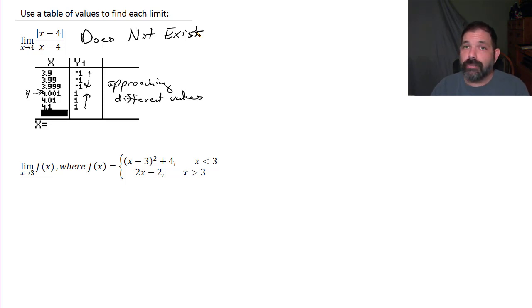It's not undefined. That means something different to me. An undefined expression means like we're dividing by 0. That's an undefined expression. This is not the same. We say does not exist.